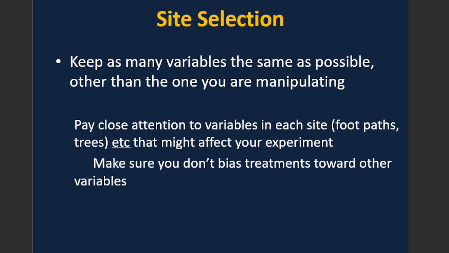So this is site selection. Keep as many variables the same as possible other than the one you are manipulating. So footpaths, trees, forests, just make sure that it's on the same substrate around the same area to not have a biased treatment.